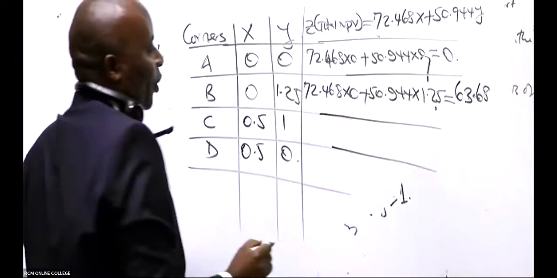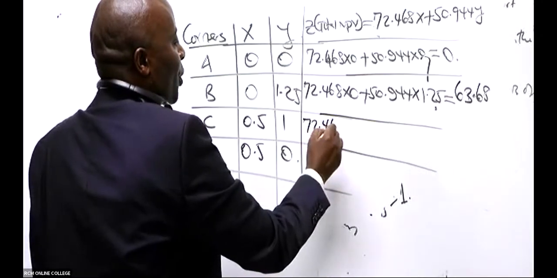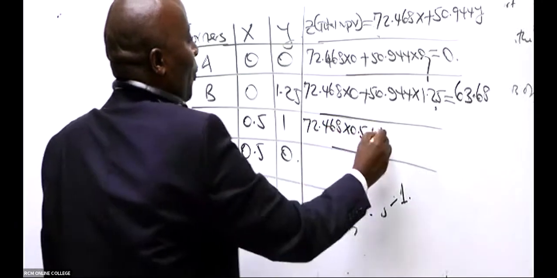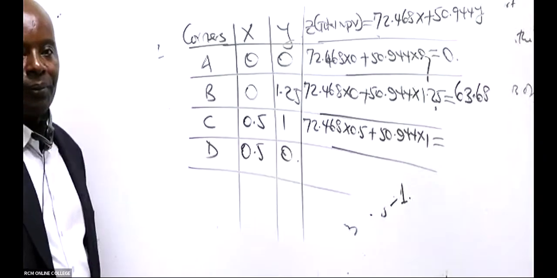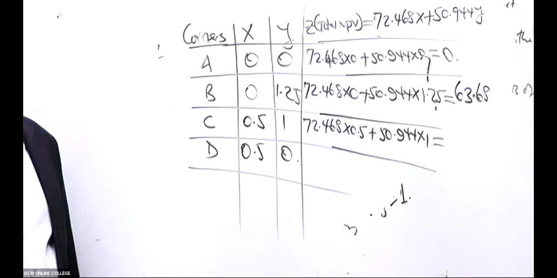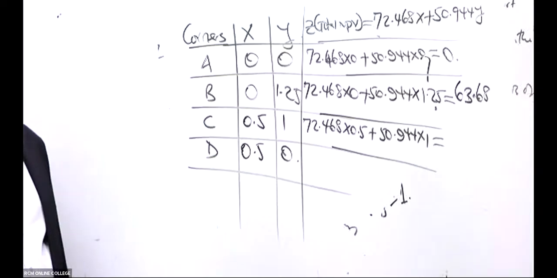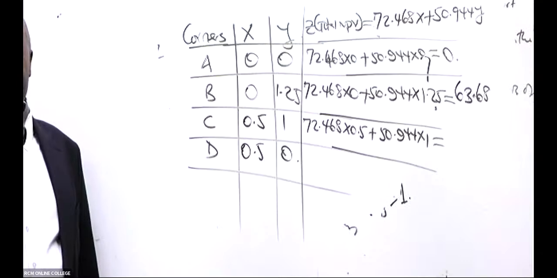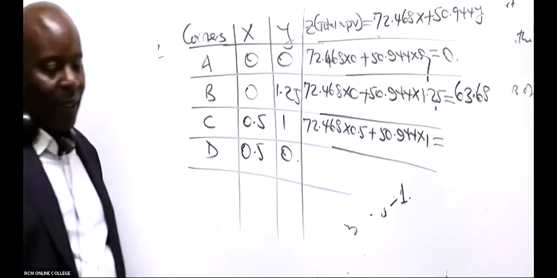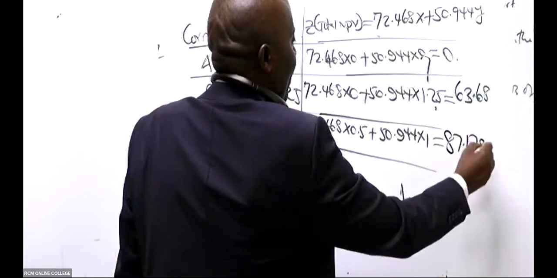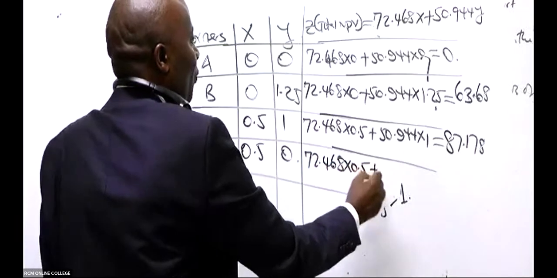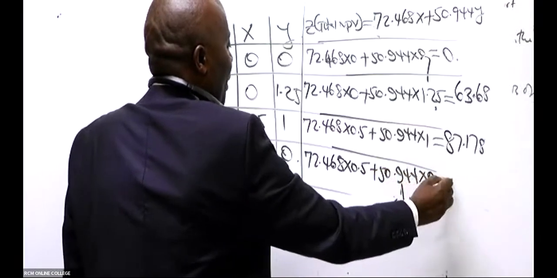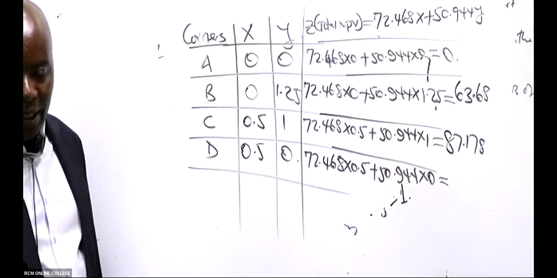Now we go to corner C. What do we have here at corner C? We have 72.468 times 0.5 plus 50.944 times 1. I'm waiting to hear from you, great students, for C. What do we have there? According to Tyne, it is 87.178. Then now we come to D. D will be 72.468 times 0.5 plus 50.944 times 0, which will end up giving us something nice, 36.234.